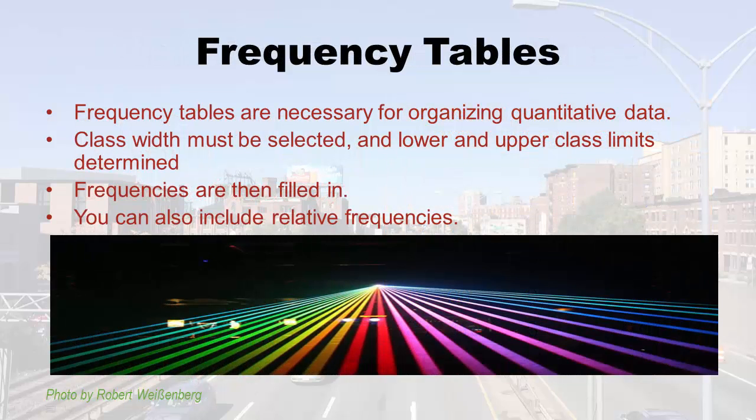So why did we even do this? Because we had a pile of quantitative data, and it was really hard to organize, right? And the first thing we had to do was select class widths, and I talked about the politics behind that. But ultimately, whatever you do, you do, and the lower and the upper class limits need to be determined and put in the first column of your frequency table. Then in your second column, which are the frequencies, you count up how many are in that class and you fill it in. And then if you make that third column, then you can do that dividing thing and get your relative frequencies. And that's great. That's how you build your frequency table.